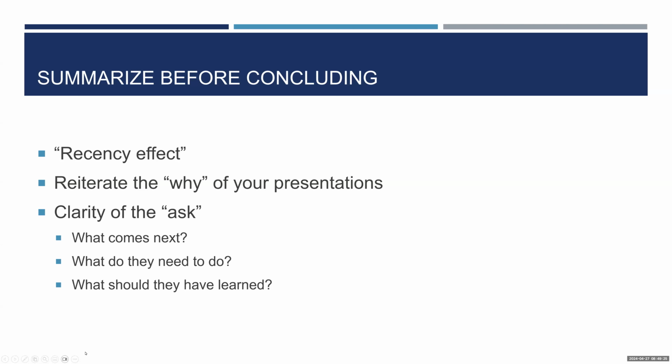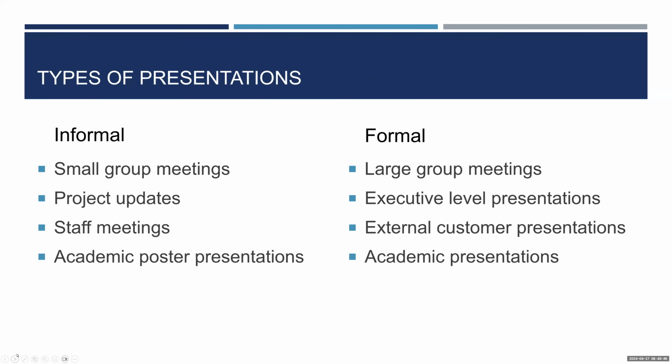For example, if you are making a proposal for a project, the audience should understand what the project includes and what benefits they will gain, and what they're being asked to do in support of your project. Those are all key things that should be consistent throughout the presentation, summarized, and then end with what is expected of the audience.